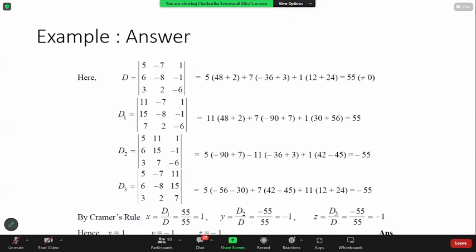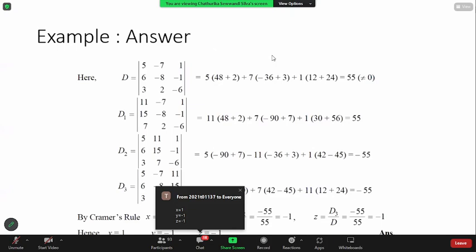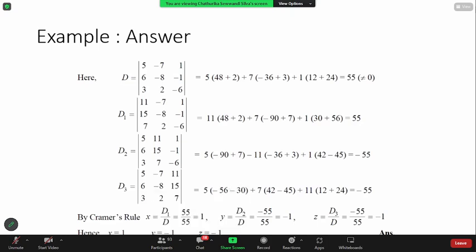Another thing, students: if it is a 3 by 3 equation, you know that now you have to find four determinants. If it is a 3 simultaneous equation set, you have to find four determinants. Sometimes your question asks to find just x or y or z, or I may ask you to find all the variables x, y, and z.